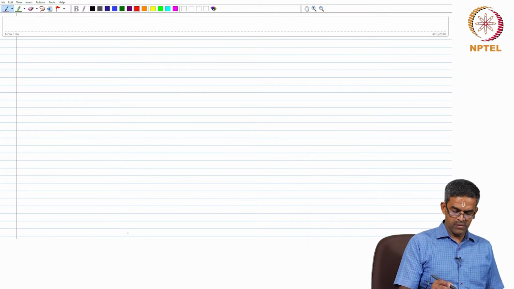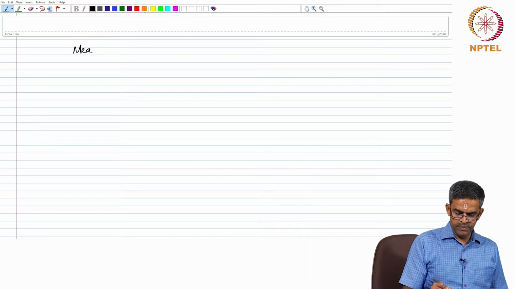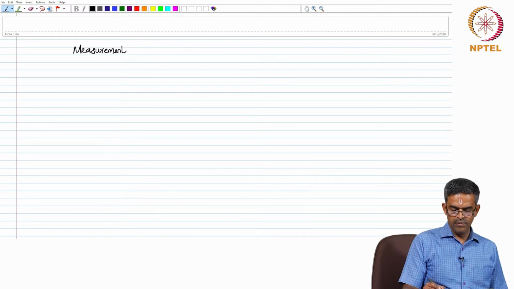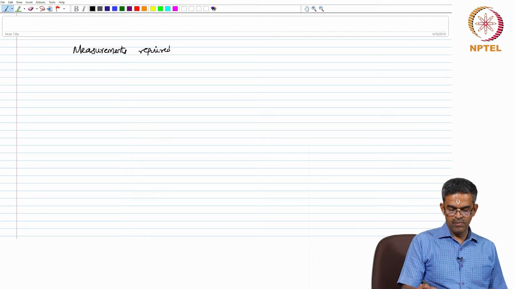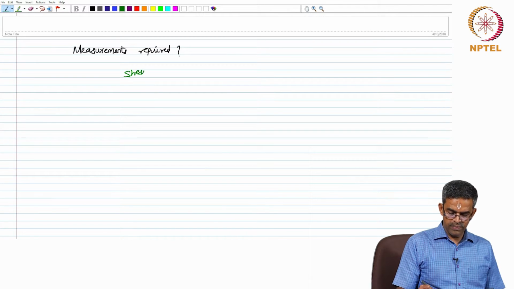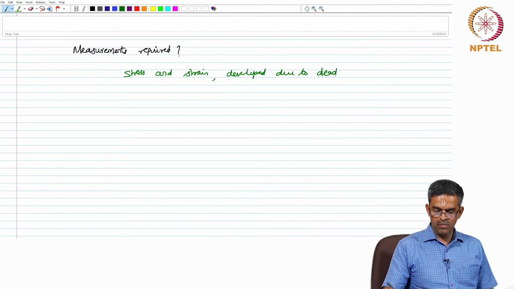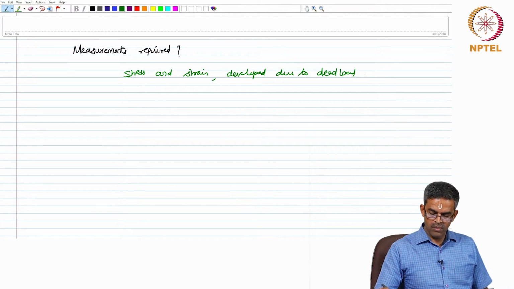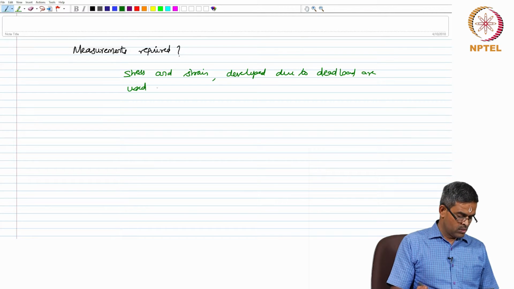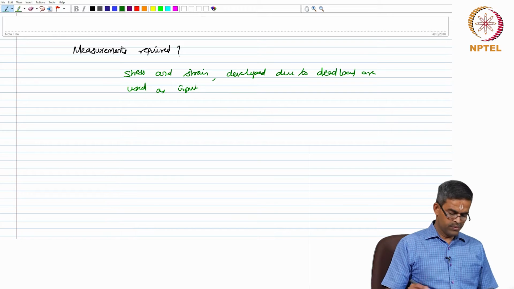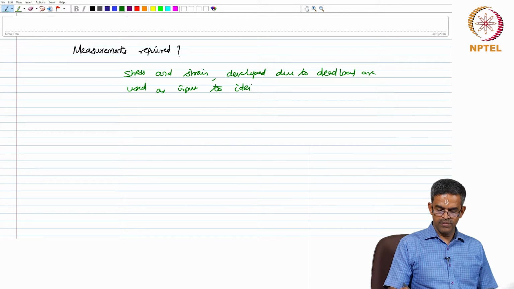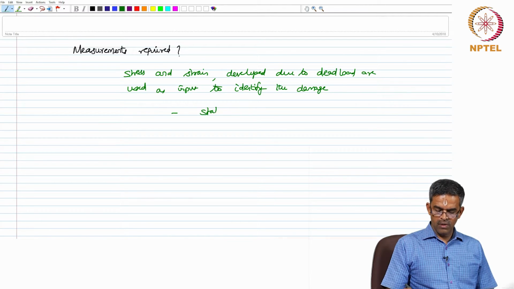Let us see then in that case what are the measurements required. Stress and strain developed due to dead loads are used as input to identify the damage. This is what we call as static load test.